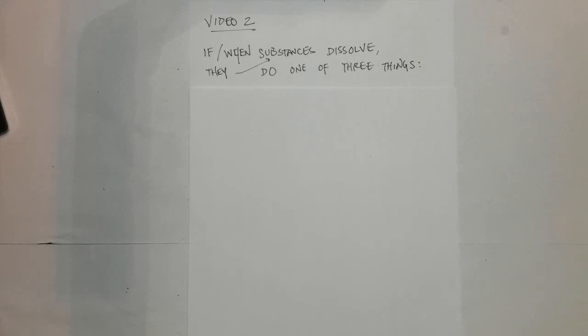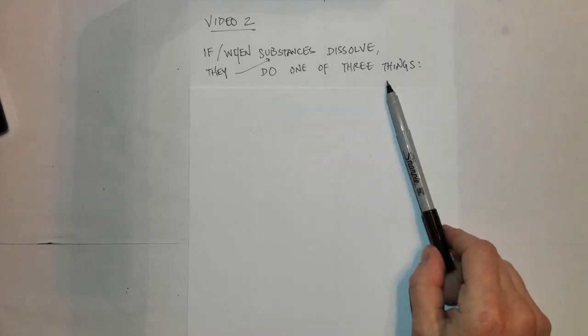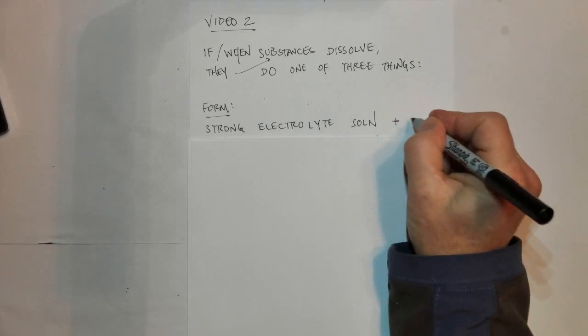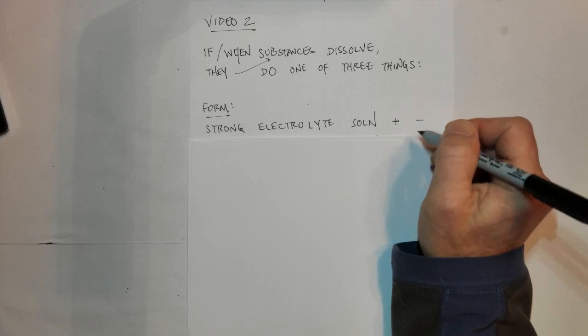So here we are back in chapter 4, video 2, and we're talking about things that dissolve in water. These are called aqueous solutions, and these aqueous solutions sometimes do one of three different things. First thing that they can do is they can form a strong electrolyte solution. A strong electrolyte solution is one that forms lots of positive ions and/or negative ions, usually together.